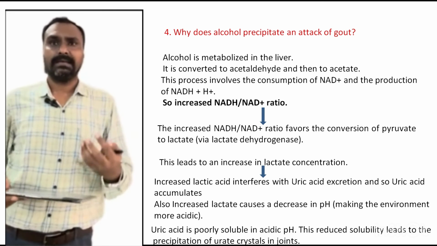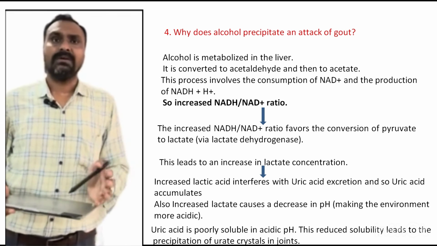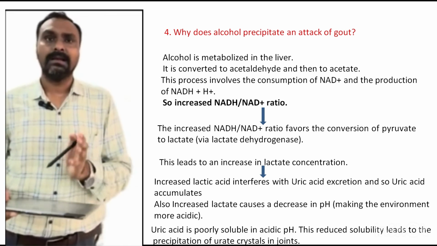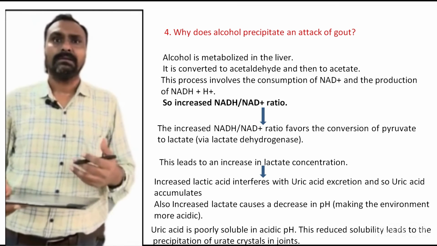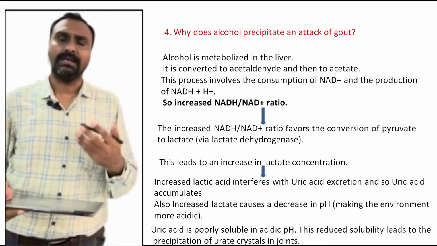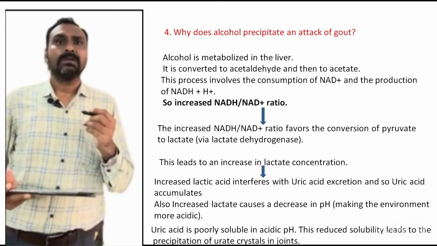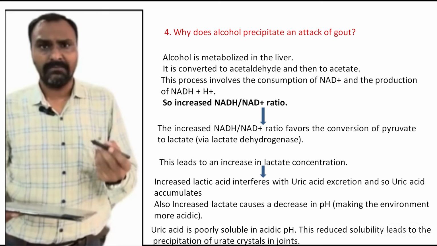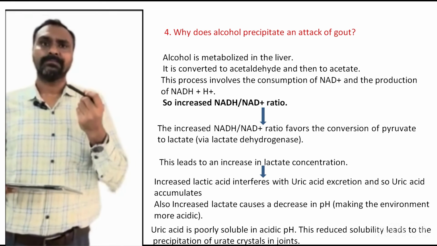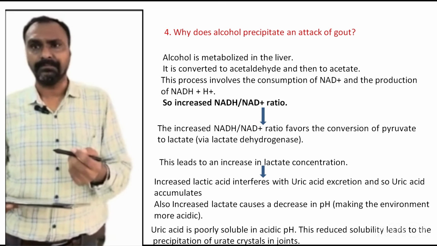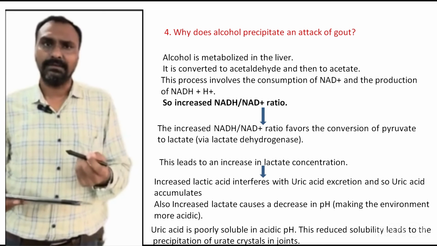And here, as the lactic acid is produced, there are two mechanisms why it will lead to gout. Whenever the lactic acid level in the blood is increased, lactic acid will interfere with the excretion of uric acid. It will impair the excretion of uric acid because it will compete for the excretion. So, the uric acid level will be increased. Another cause is lactic acid will decrease the pH. The environment is more acidic, and uric acid is poorly soluble in the acidic medium. So, this reduced solubility leads to precipitation of the urate crystals in the joints.